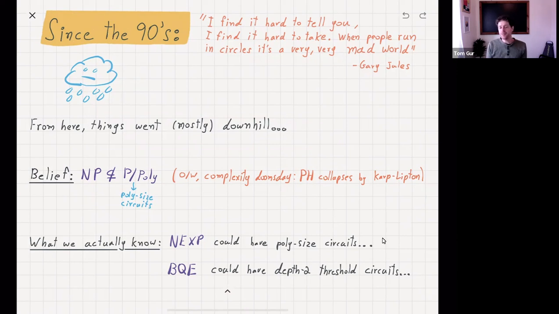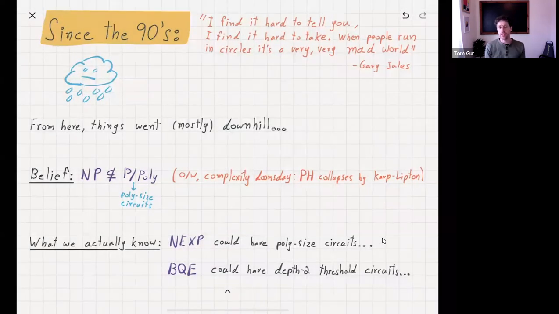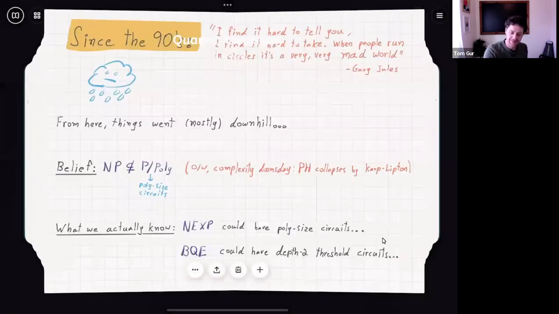And in fact, we can go far worse than that. Even if we allow this exponential time and we are quantum, this is what is captured by BQE, just a name for quantum exponential time computation. So not only could it have polynomial size circuits, it could have these extremely shallow depth-two circuits with just a majority gate, something which is extremely weak. So this is not so good.